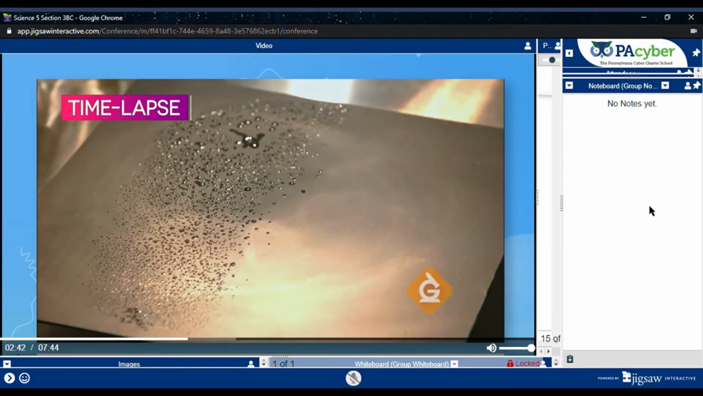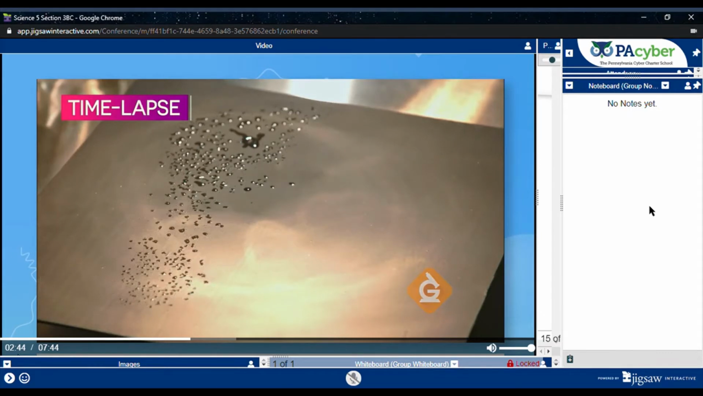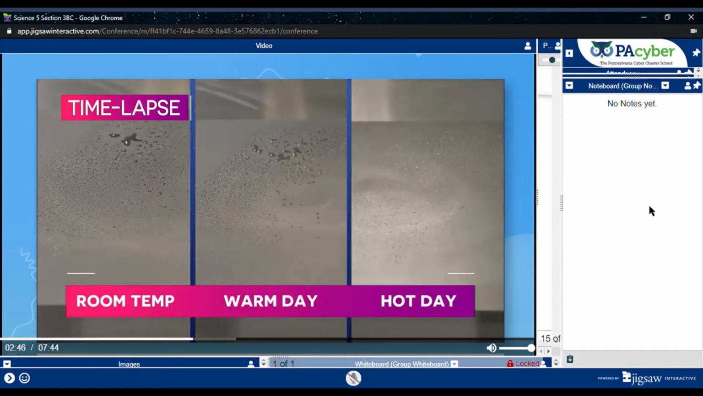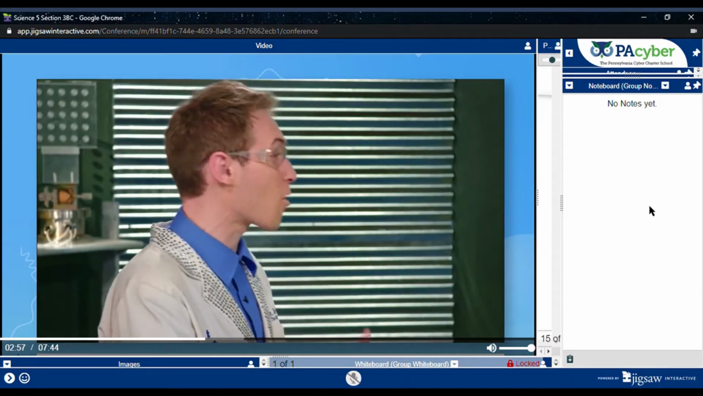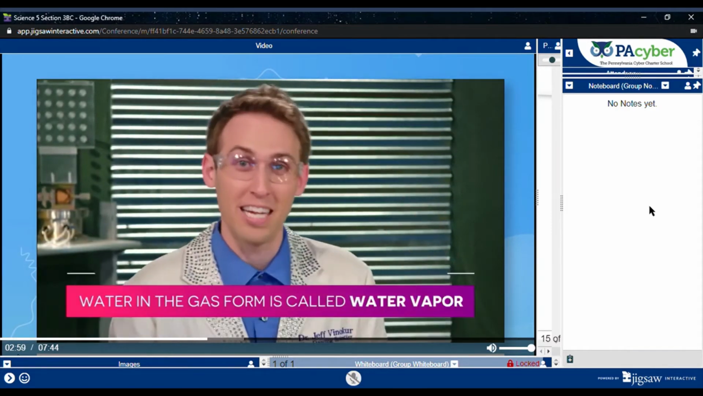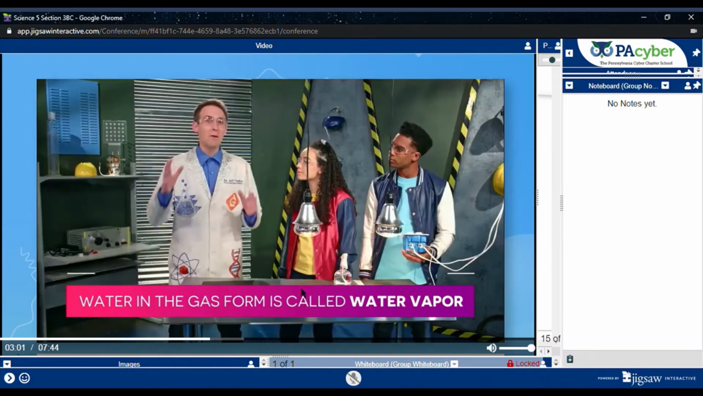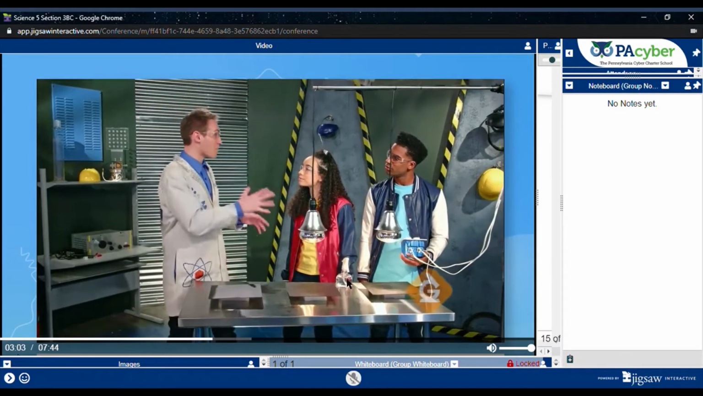The sheet with the higher temperature evaporated faster. That's right. This is why I put heaters in my drying machine. I get it. The heat from the lamp makes the water turn from a liquid to a gas faster. Exactly. Water in the gas form is called water vapor. Usually it's invisible, but I have a very interesting way to prove to you it's there.